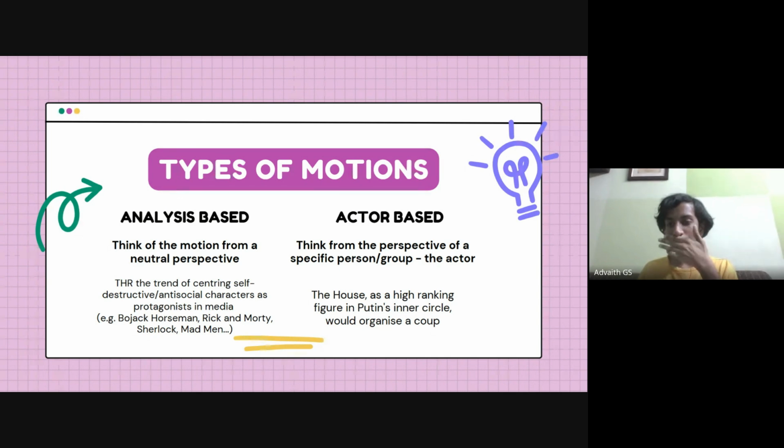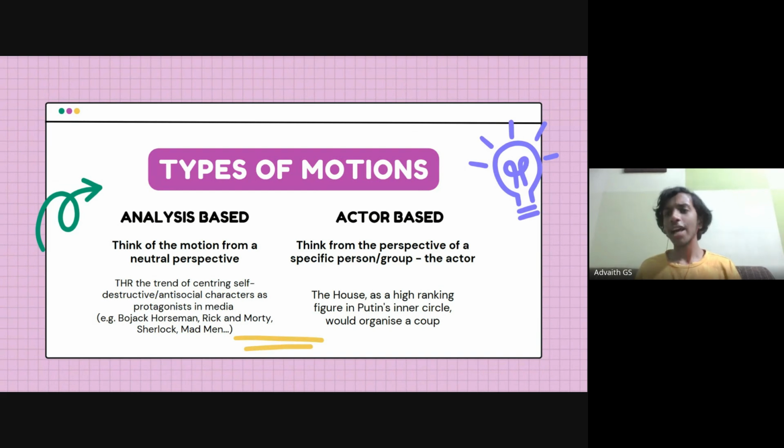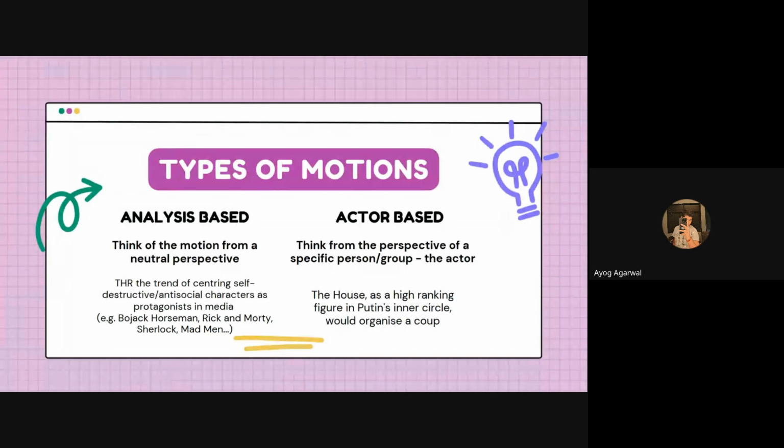Yeah, I hope that clears your doubt. Yes, sir. Thank you so much. Great. Next is Ayog Agarwal. You can see your names on the list, so you can come up and start speaking on your own. Sir, can you explain the analysis-based type of motion again?